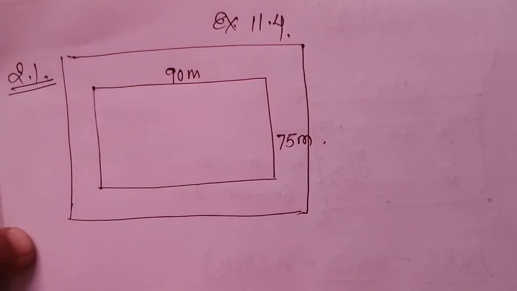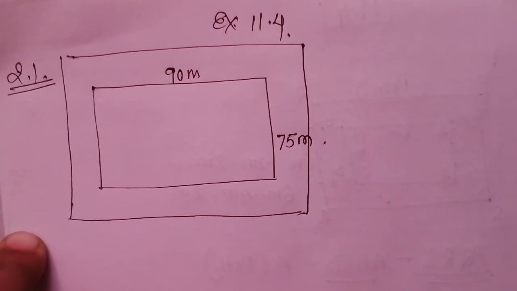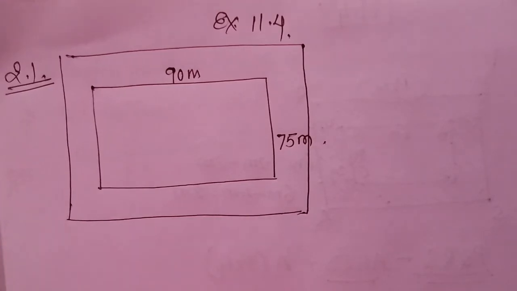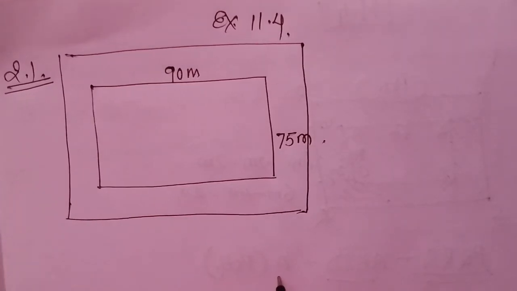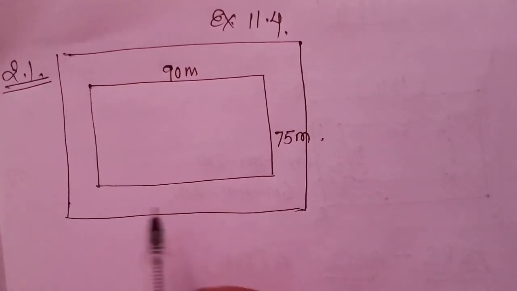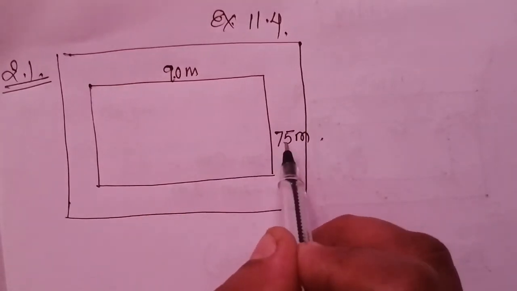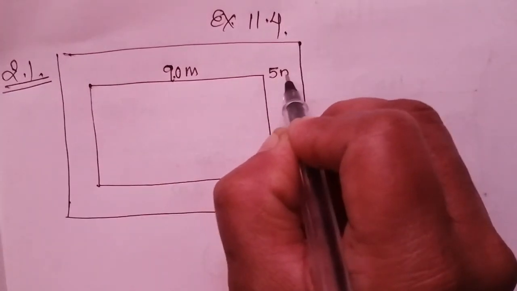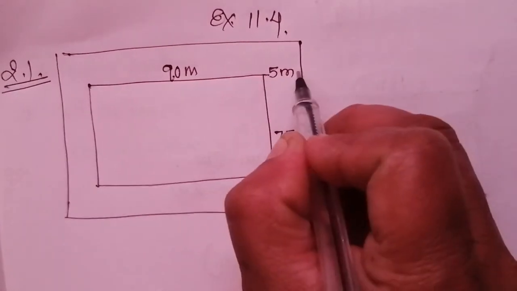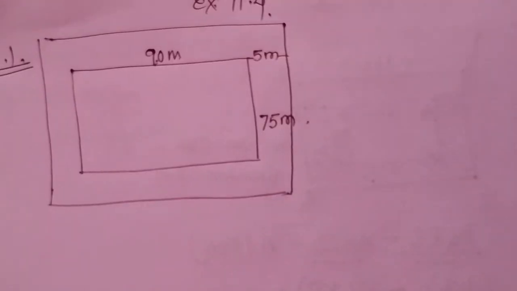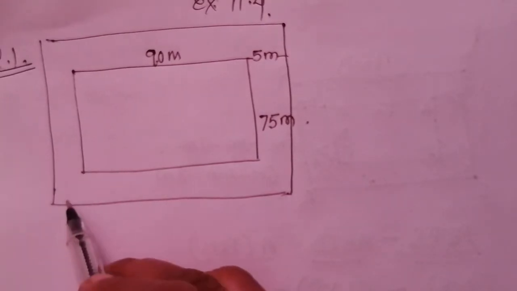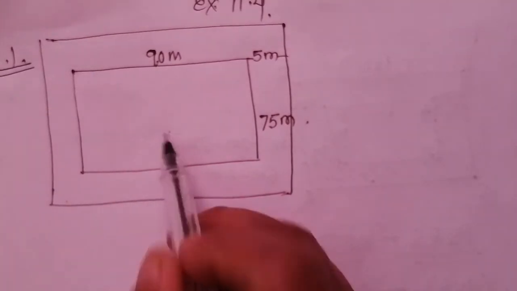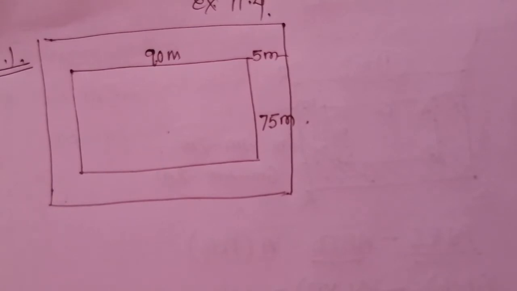Now they ask you to find the area of the garden, the area of the path, and the area of the garden in hectare. Suppose this is 90 meter, this is 75 meter, and the width of the pathway is 5 meter. You have to find the area of the pathway and the area of the garden in hectare. First of all, we start with the length of the garden.